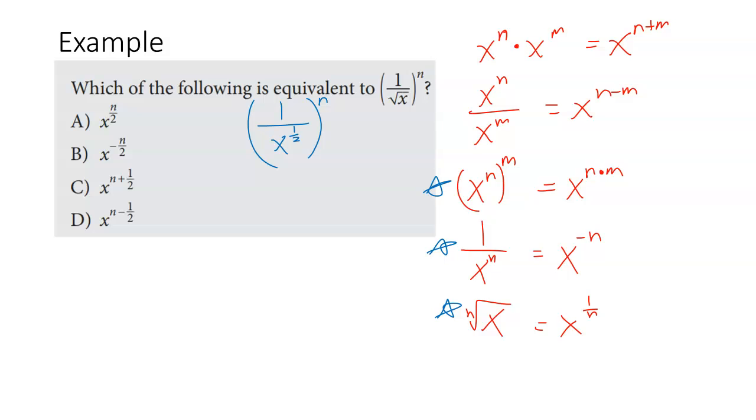What am I going to use next? The second. Okay. So what's it going to do? It's going to take away the fraction. So it's going x to the negative 1/2. Let me write that a little neater. To the n. Okay. Now what? Yep. So x to the negative 1/2 times n, which is negative n over 2. Boom.